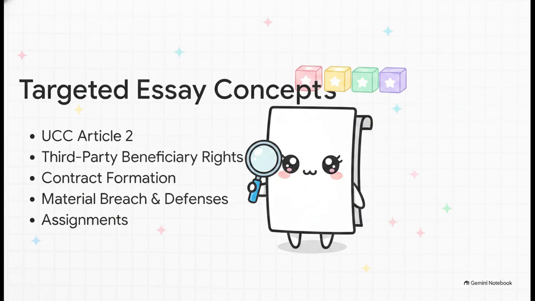Now, take a step back and look at how beautifully contrastive this is to where we started. Instead of panicking over that entire massive contracts course outline, our fact anchoring triggered only these 5 highly specific concepts for our essay. UCC Article 2, third-party beneficiary rights, contract formation, material breach and defenses, and assignments. That's it. That is your whole essay, distilled directly from the facts. You can take a deep breath. You can absolutely do this.